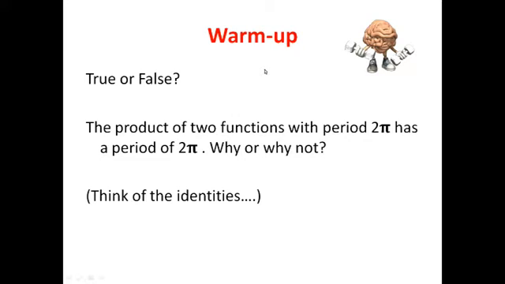Okay guys, if you didn't get the warm-up, we're looking to see if the product of two functions with the period 2 pi is a period of 2 pi. Remember, anytime you're trying to disprove something, you only need one example. So I'm thinking of a product of two functions, and when I first think of that, I think of this product right here: 2 cosine theta, sine theta. That's one of the identities that we learned the other day, the double angle identity.